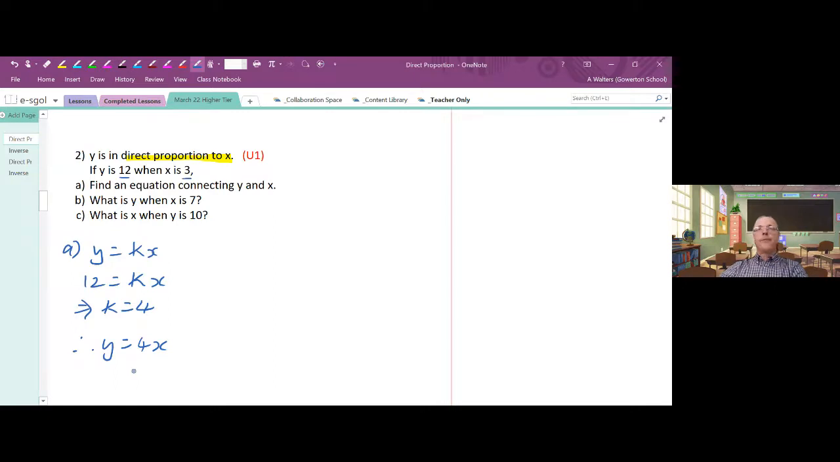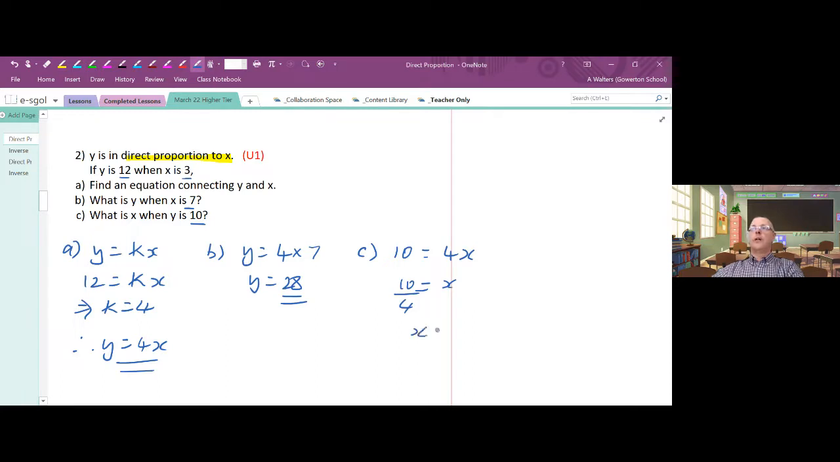Okay, so that's part A. Part B, what's y when x is 7? So I now use this formula, having derived it, and I say y equals 4 times the value of x, which is 7. And part C, I've given the y value is 10, so I make sure now I replace this y with 10. And rearranging it, x is equal to 10 divided by the 4. In other words, x is equal to 2.5, or whichever way you want to say that.